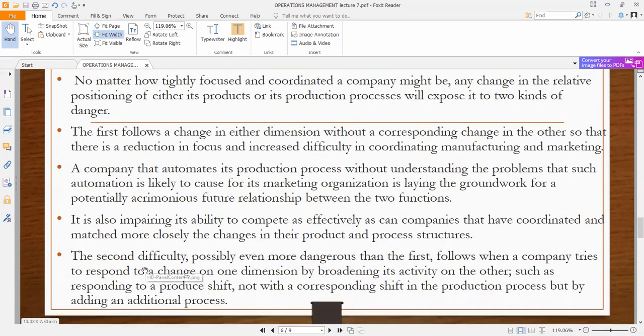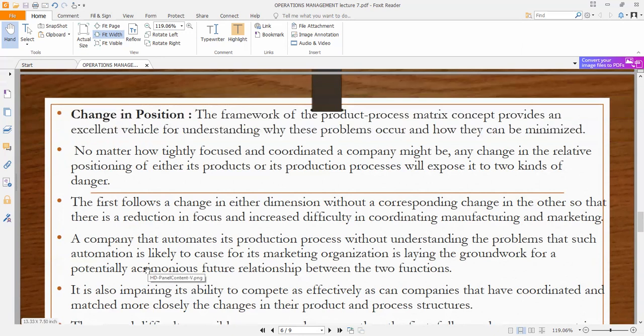Okay, now we're saying that the first difficulty in changing position means that we're talking about how well it brings together different components in order to have a product.